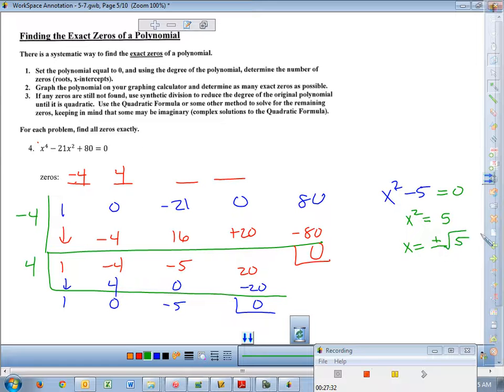That's an irrational answer, correct? And one of them was square root of 5. The other one was negative square root of 5. Those are conjugate pairs also. Nice. Next one's all you.